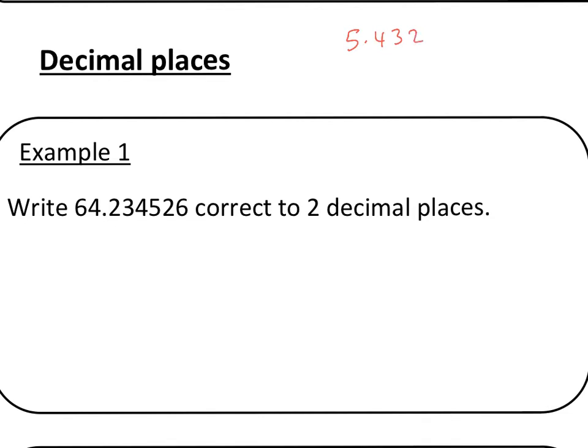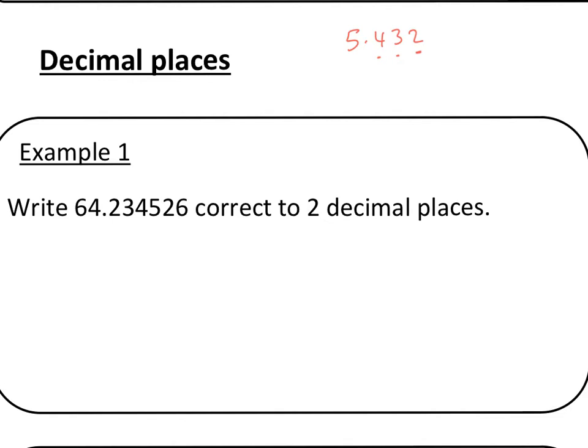So if we had 5.432, then we know this 4 is the first decimal place, the 3 is the second, and the 2 is the third. Whenever we're rounding, if we're rounding to one decimal place, we'll look between the 4 and the 3. If we're rounding to two decimal places, we'll look between the 3 and the 2. Or if we were looking to 0 decimal places, or the nearest integer or nearest whole number, then we'd be just looking between the 5 and the 4.